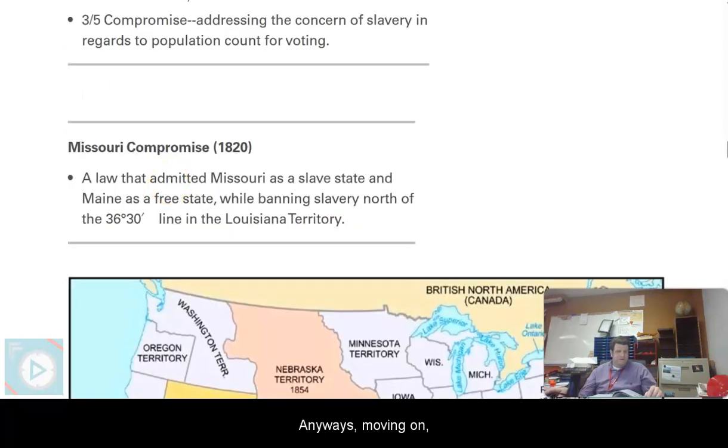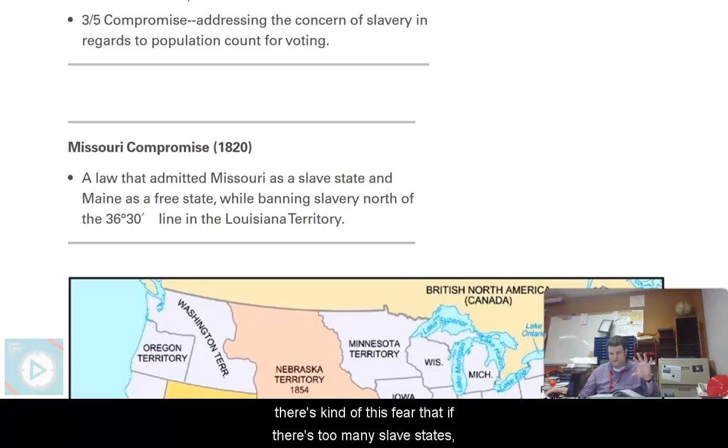Anyways, moving on. We also have the Missouri Compromise of 1820, and essentially the problem is the United States is an expanding nation, and more and more territories are applying for statehood, and the growing question is, are they going to be a slave state or a free state? With the Three-Fifths Compromise, there's a fear that if there are too many slave states, the slave states will dominate American politics. If there are too many free states, the free states will dominate American politics. It's going to be a mess.